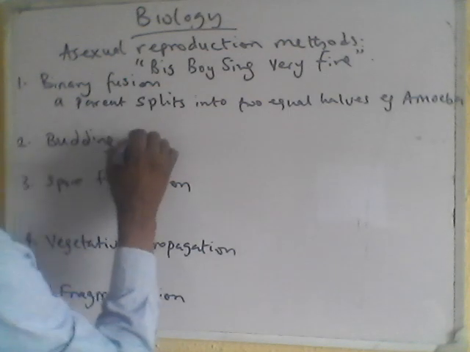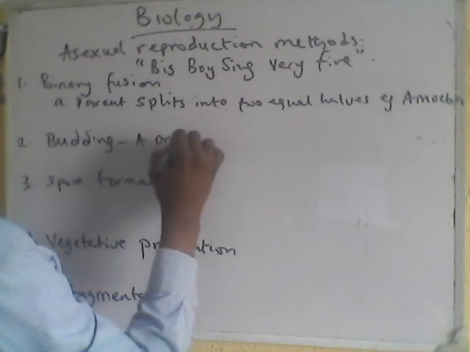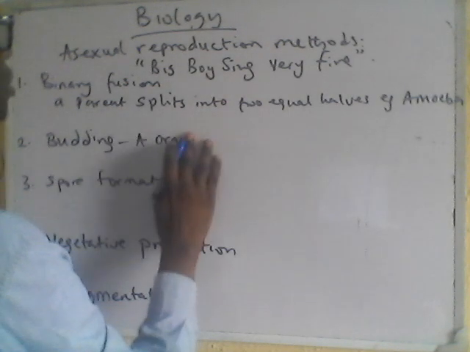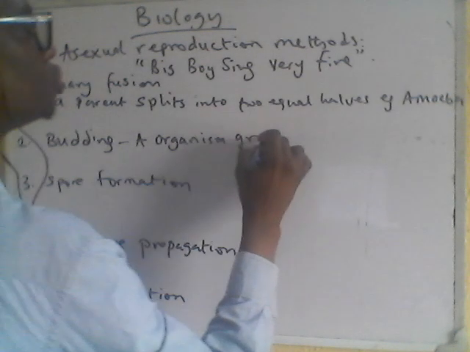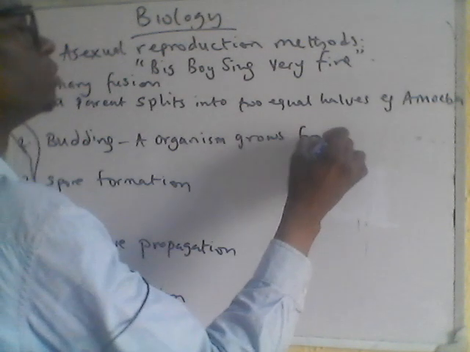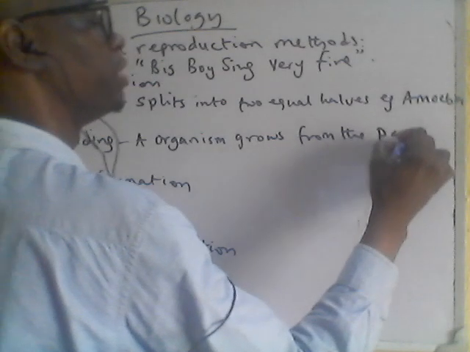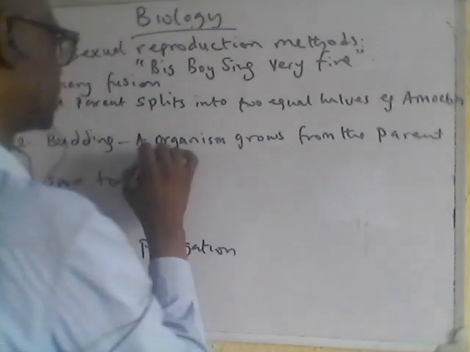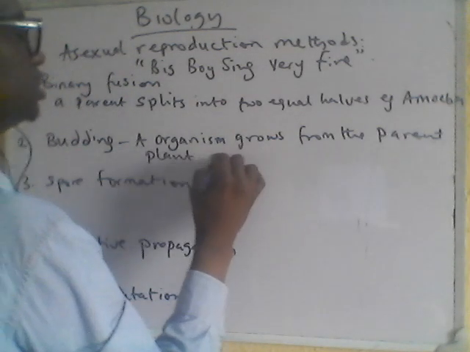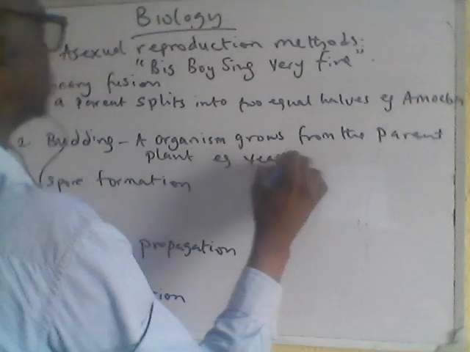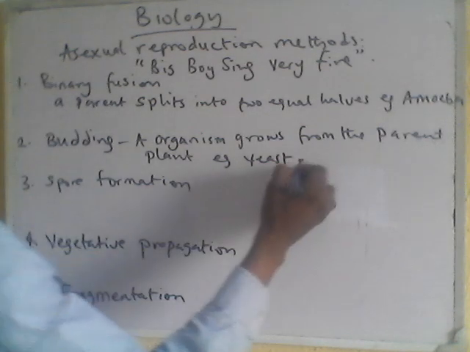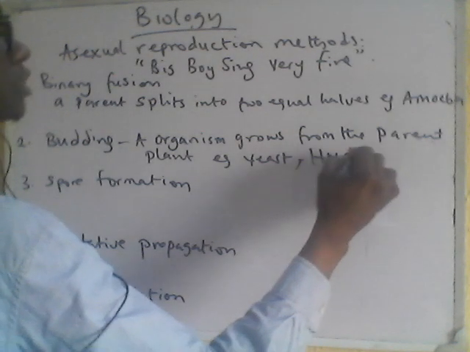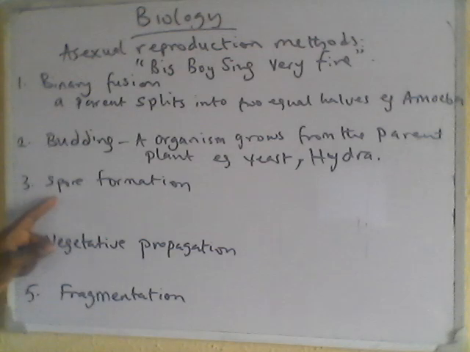So from this one, a new organism that looks like the parent grows from the parent plants, e.g. yeasts. So yeast is the one that exhibits this kind of reproduction. Another one too is hydra. Hydra too can do that.